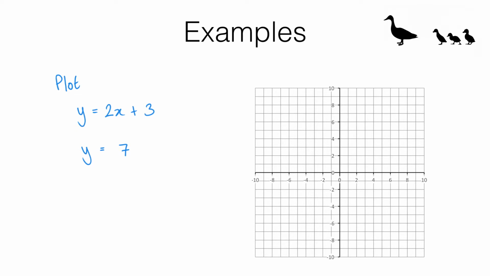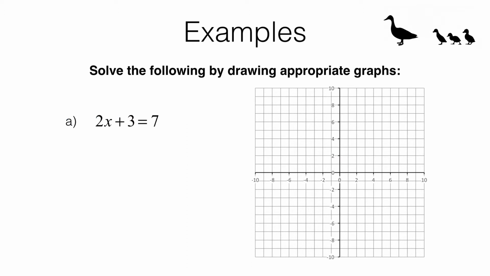The line y equals 2x plus 3 has y-intercept 3 and gradient 2. That means every time you go 1 unit across, you go 2 units up. And that means we get this line here. The line y equals 7 is simply the line where every single point has a y coordinate of 7. If you're not sure about any of this, go back to topic A9a.